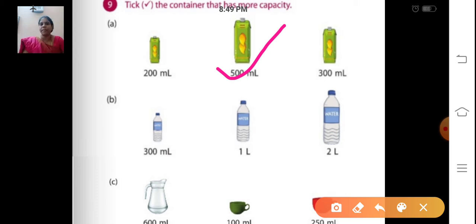And second one, B: first one we have 300 ml of water bottle, and second one, 1 liter, and third one, 2 liter. Which one can hold more? Yes, 2 liter, right? And this one can hold more water, isn't it?